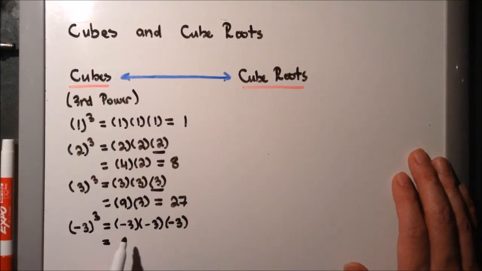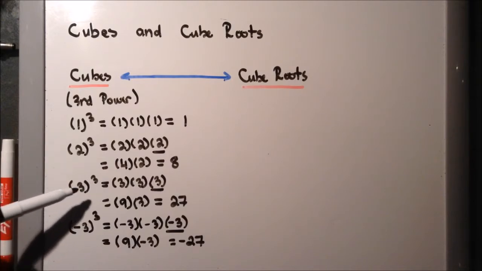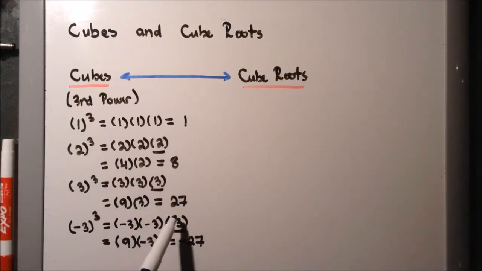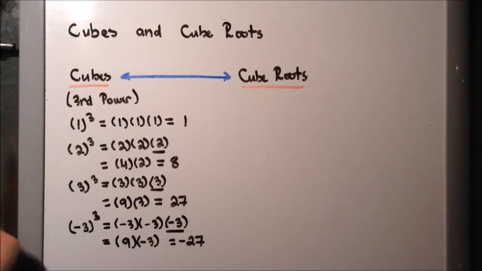So if I were to do this step by step, negative 3 times negative 3 is a positive 9. And then I bring down the last negative 3. So positive 9 times negative 3 equals negative 27. So, see that there's a difference. If a positive number is being cubed, raised to the third power, then it'll be a positive number. If it's a negative number being raised to the third power, it will be a negative answer. So that's where we have to be very careful when we're working with our cubes.